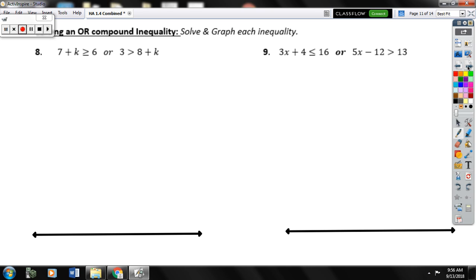Okay. So these ones are actually easier. You just solve two separate problems, you get two answers, and you graph them. Typically, they go in opposite directions when you shade.